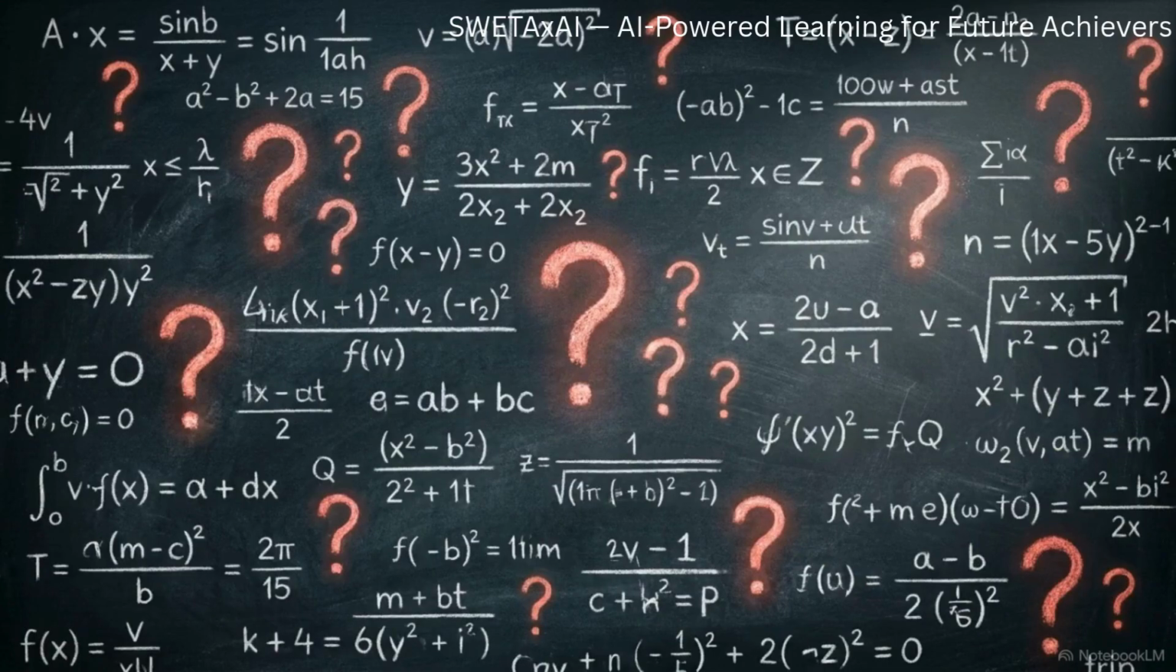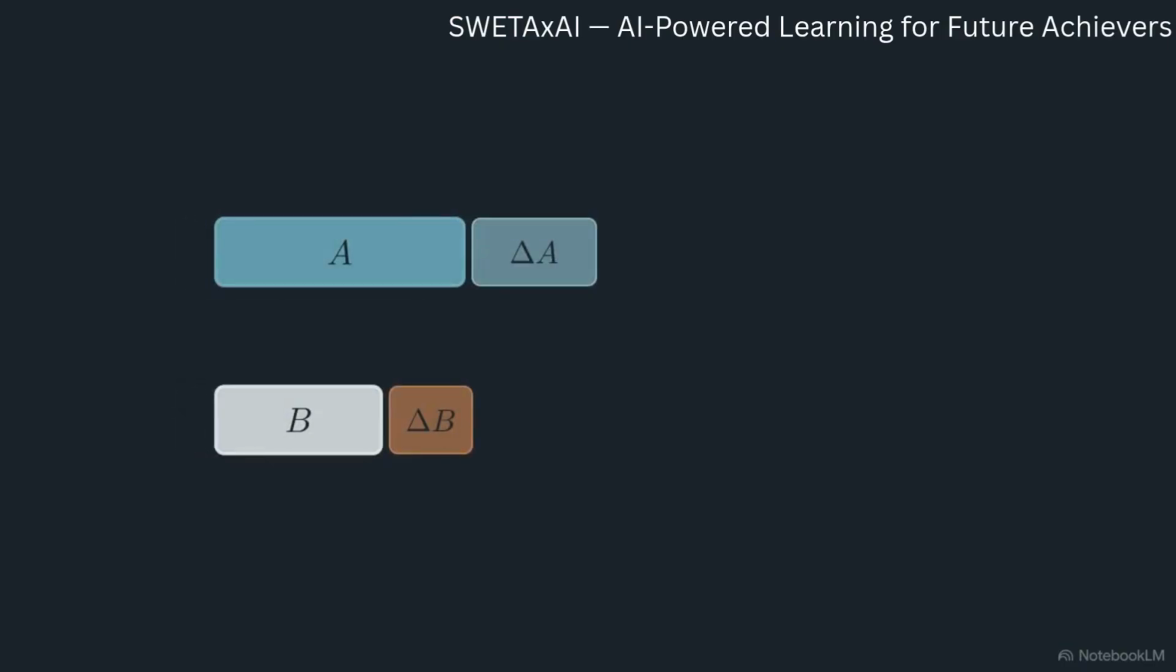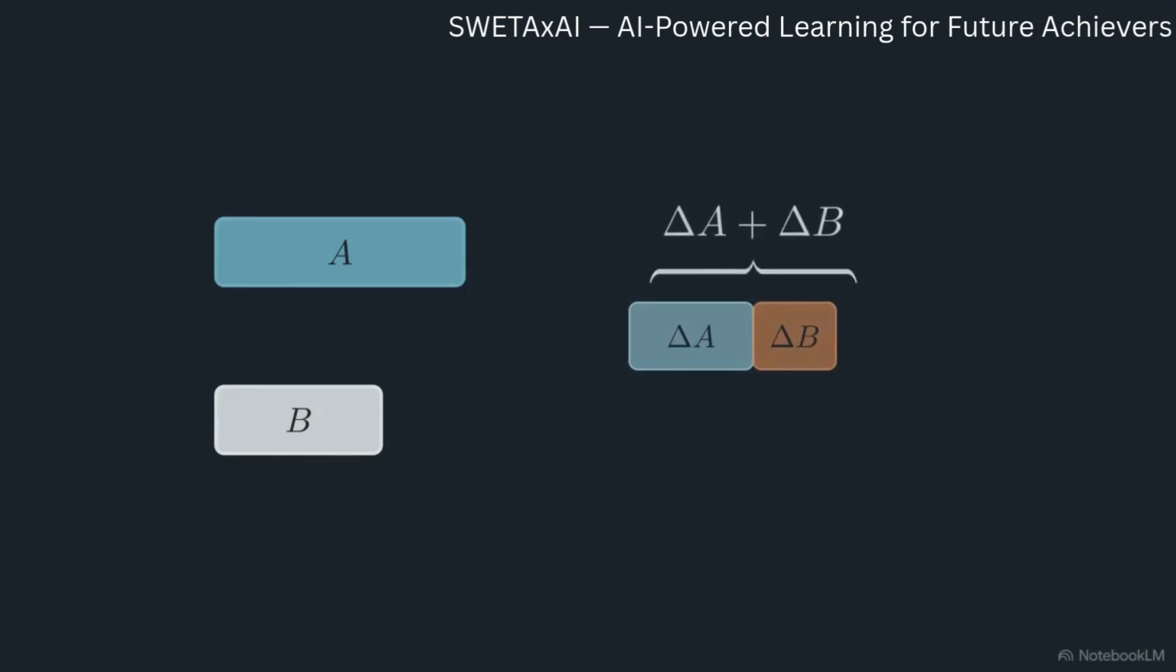Now we face the final escalation. What happens to uncertainty when multiple physical measurements are combined for algebraic formulas? The strict law of error propagation dictates that uncertainty always compounds. It never cancels itself out.